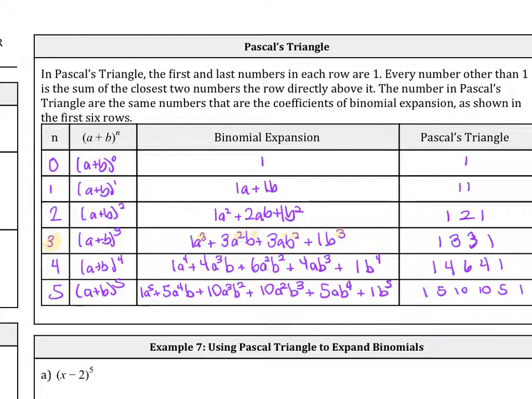And I go back and check if I did it correctly. So I have 1, 5, 10, 10, 5, 1. The exponents of a are 5, 4, 3, 2, 1, none, and then for b they are 0, 1, 2, 3, 4, 5. So these are our rows.